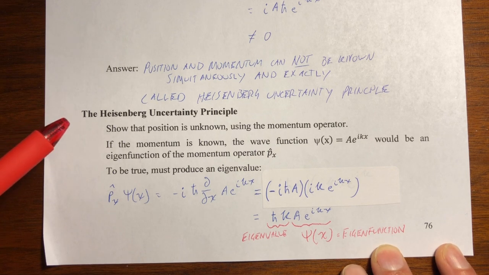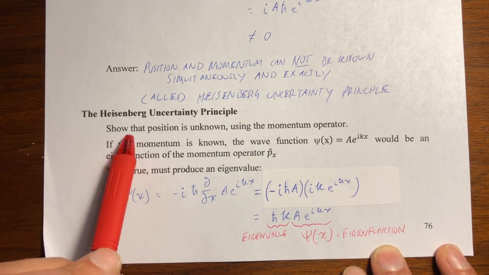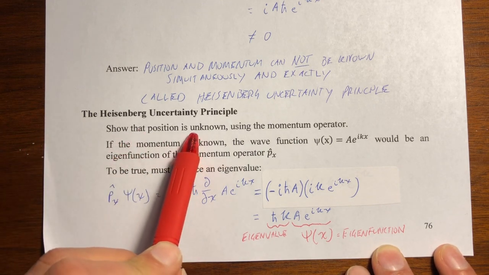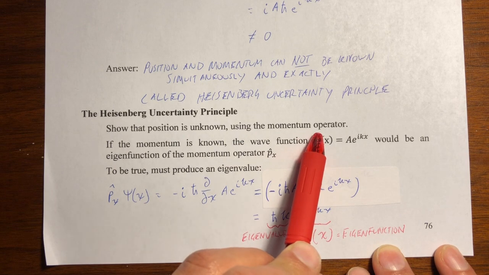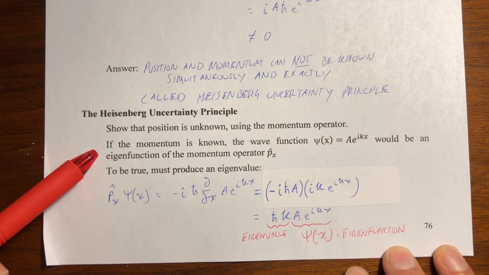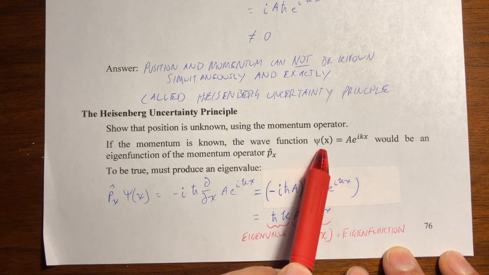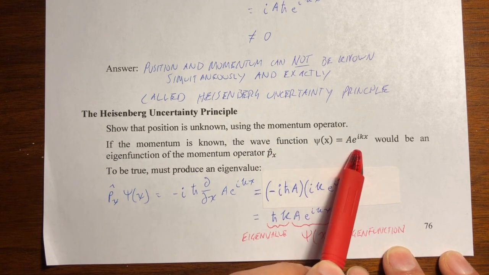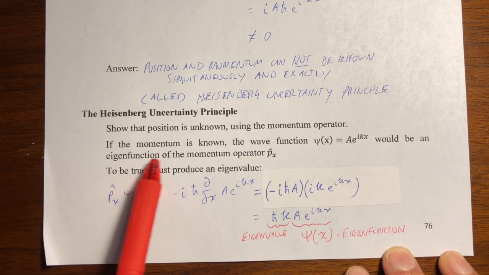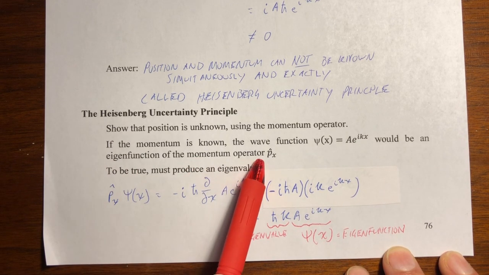And now we're going to show this to be true from a different direction. So we're going to show that position is unknown using the momentum operator. So if the momentum is known, then the wave function psi of x being equal to a times e raised to the ikx would be an eigenfunction of the momentum operator p of x.